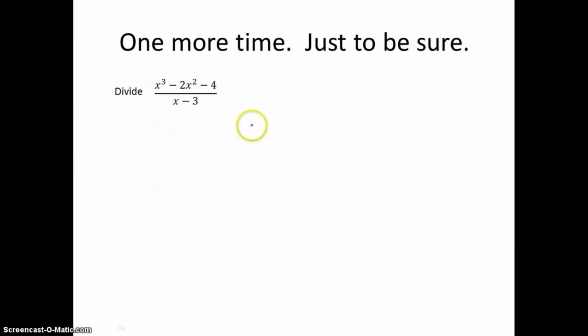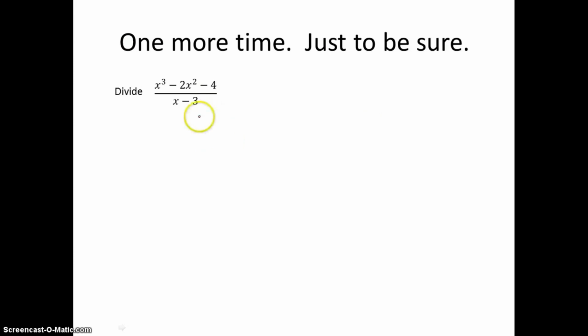So I want you to try this one on your own. So we have another division problem we want to do. If you want to pause the video real quick and see if you can do this just by doing synthetic division. Alright, hopefully you were able to figure that out. Let's do it together.